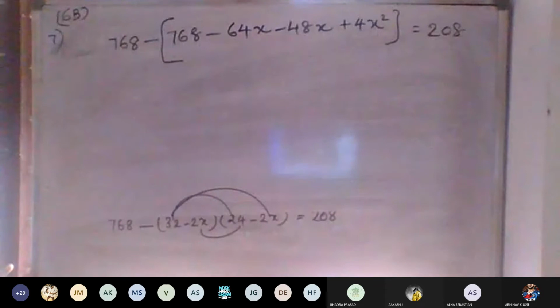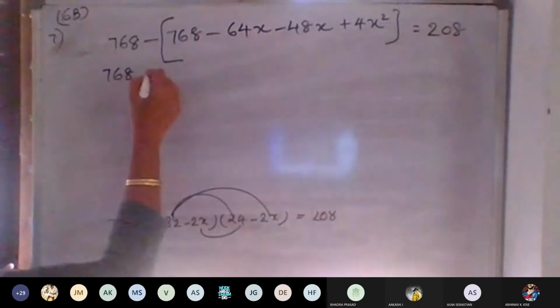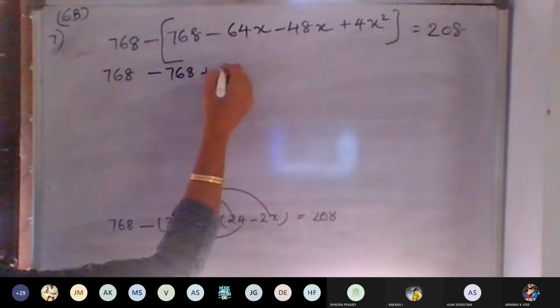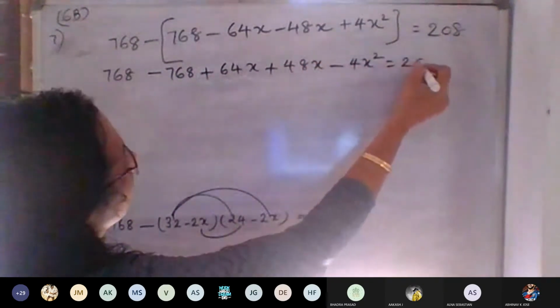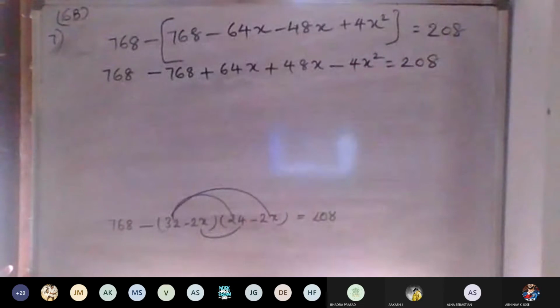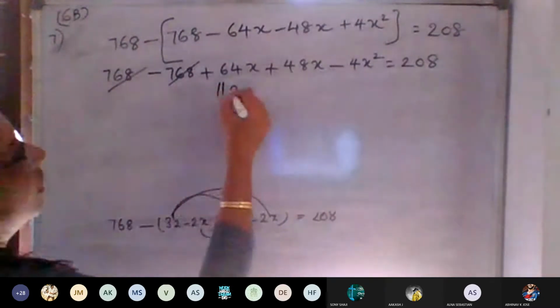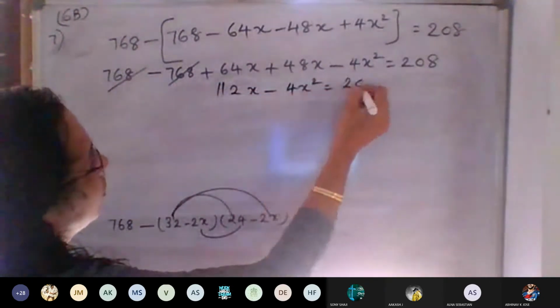Then change the brackets. 768 minus 760. Either you can add or change the brackets. Plus 48x minus 4x square is equal to 208. Both the 768 we can cancel. 64 plus 48, 112. Negative 4x square plus 112x minus 208 is equal to 0.